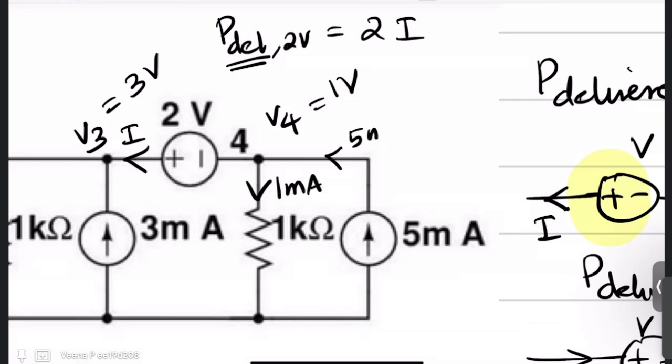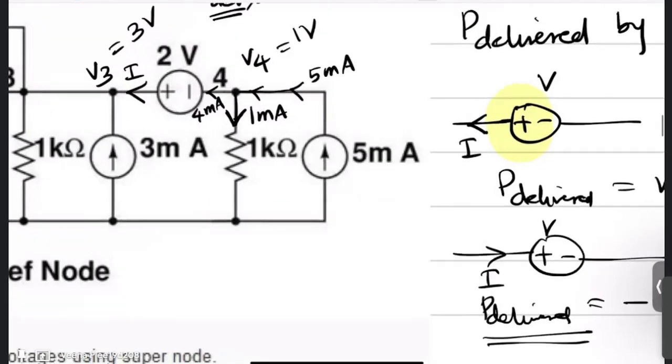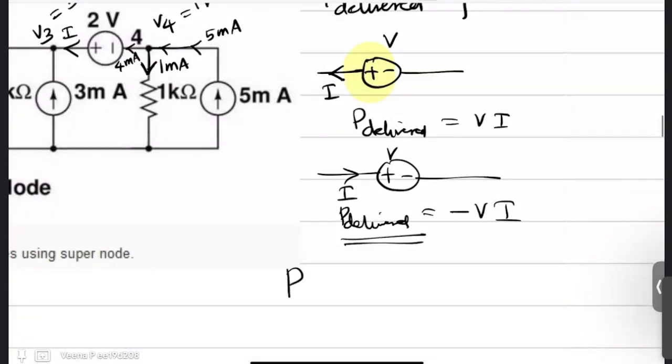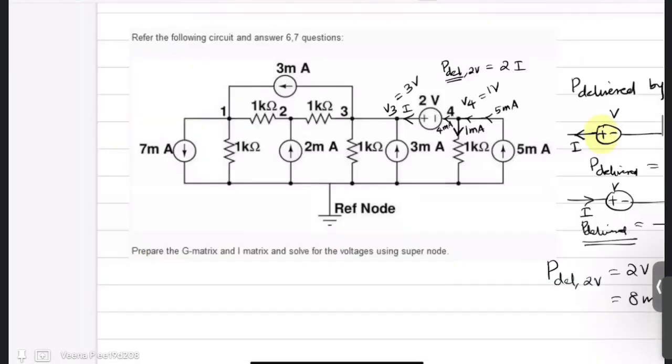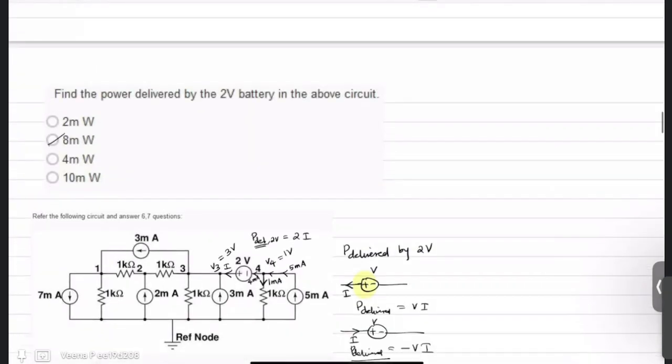And 5 milliampere is entering. So 5 milliampere is entering, 1 milliampere is lost. So this current is 4 milliampere. So your I is 4 milliampere. So the power delivered by the 2 volt source is 2 volts times 4 milliampere or 8 milliwatts is the answer. Is there any doubt in this question?